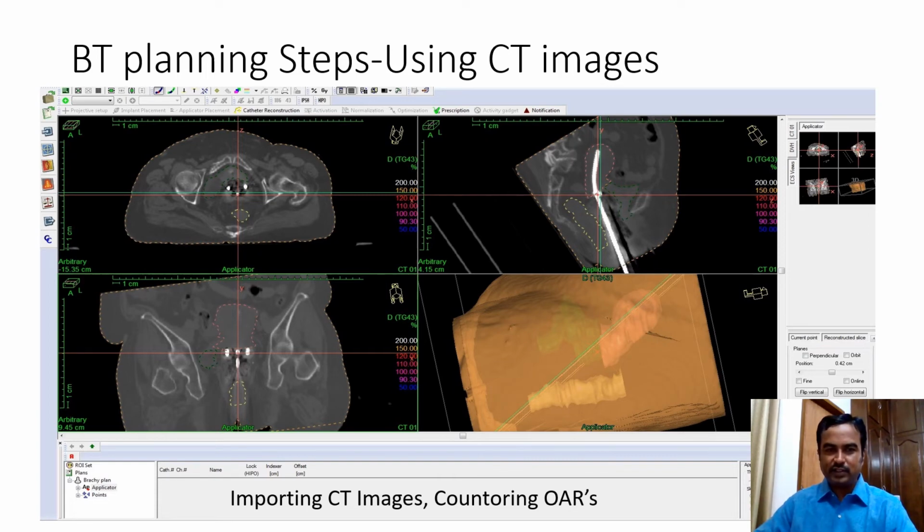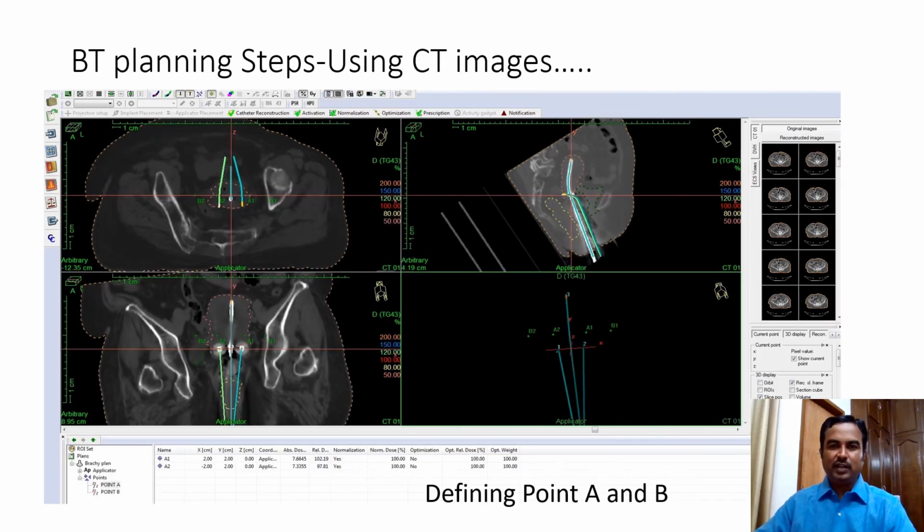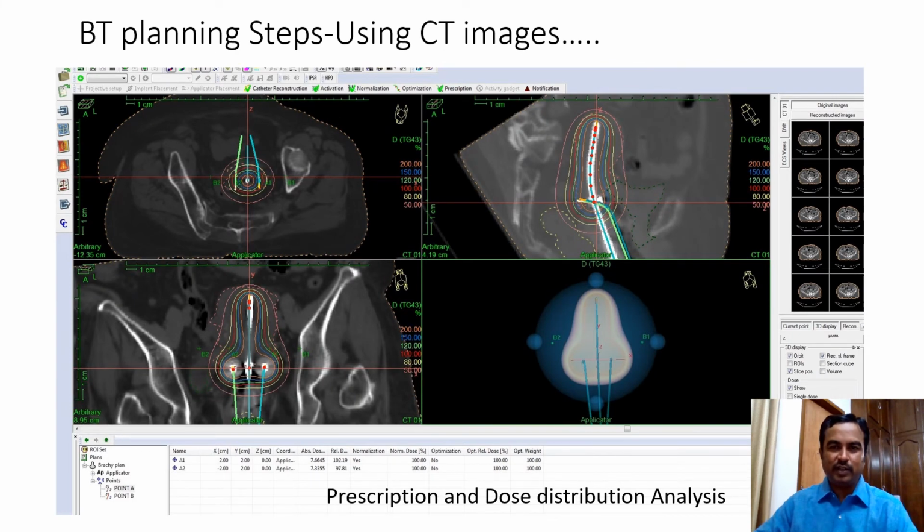So we are in the first step where we will be taking a CT scan of the patient after insertion of the applicator, and we will be drawing all the OARs, bladder and rectum. Then we will be reconstructing the applicator using axial or sagittal images. So this slide shows the reconstruction of brachytherapy applicators. Later, we will be defining point A and point B in the CT images. Then we will be loading the radiation sources in the applicators to generate the radiation dose distribution, and then we will be prescribing dose to point A.